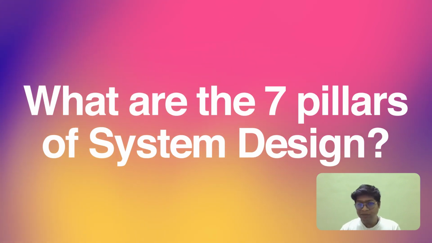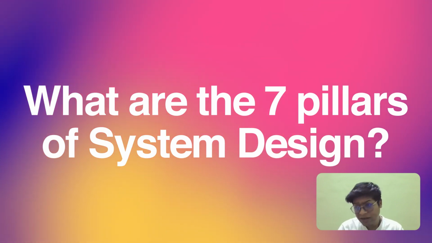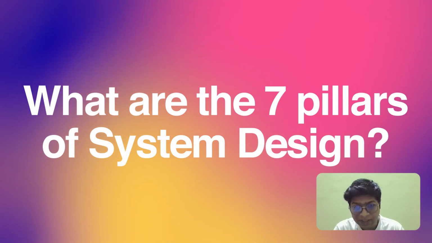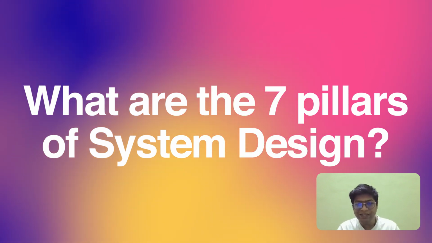You might have heard something like, what are the seven pillars of system design? What are these? Every good system balances these seven core pillars. Scalability, like can it handle growth? Performance, is it fast? Reliability, does it work consistently? Availability, is it always accessible? Consistency, is data correct everywhere? Security, is data protected? Cost, can we afford it? Every design decision affects at least one of these. So, these are the seven pillars of system design.